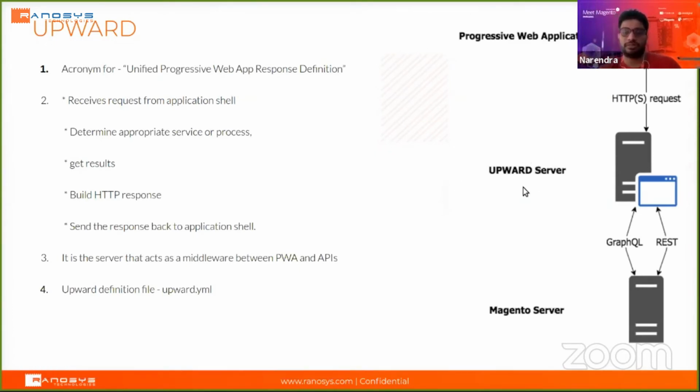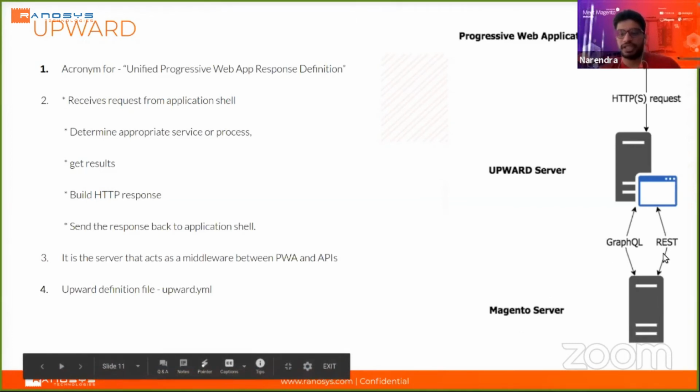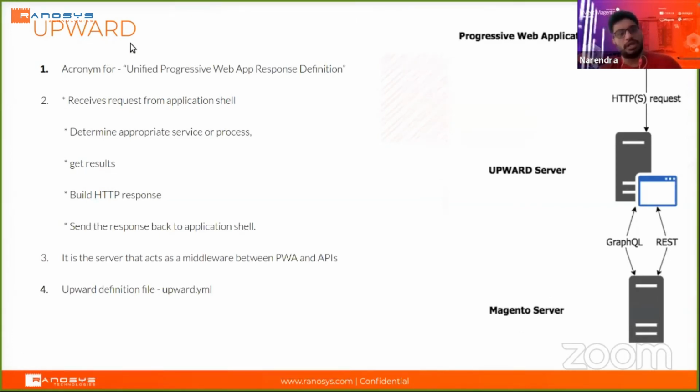If this Upward server is not up and running, these two connections won't be made and the PWA Studio won't function. Whenever we are running a yarn watch, this Upward server is initiated and it creates a proxy so that the PWA can communicate with the Magento server with the help of these APIs. Upward stands for Unified Progressive Web App Response Definition, and as I explained, it determines what the services are, gets the result, and then sends it back to the application.